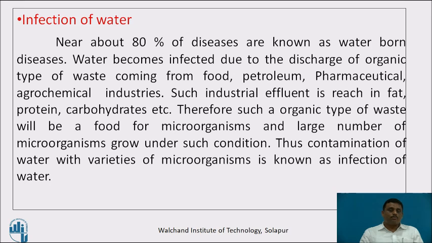Now particularly we will move to our point, that is, disinfection of water. But before that, we will learn how the water becomes infected. Nearly 80% of diseases are waterborne diseases. Water becomes infected due to the discharge of organic waste coming from food, petroleum, pharmaceutical, and agrochemical industries. Such industrial effluent is rich in fat, protein, carbohydrates, etc. Therefore, such organic waste will be food for microorganisms, and a large number of microorganisms grow under such conditions. Thus, contamination of water with a variety of microorganisms is known as infection of water.